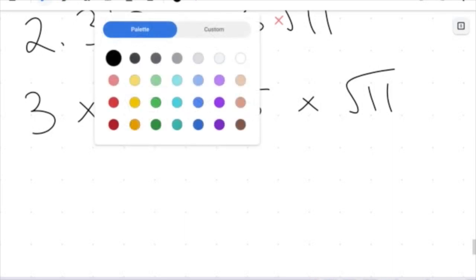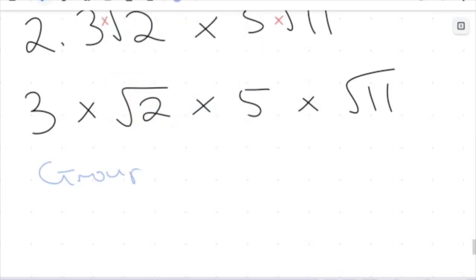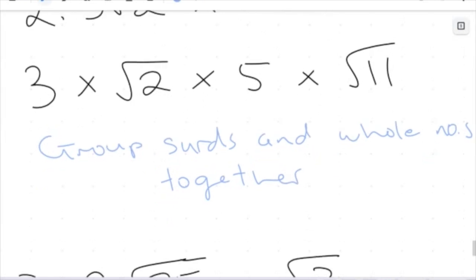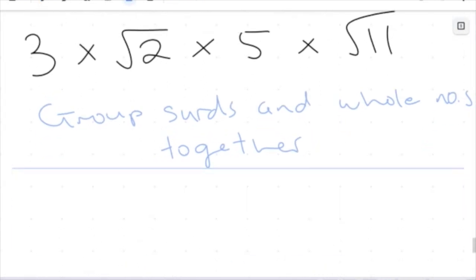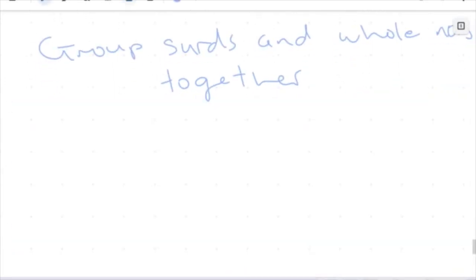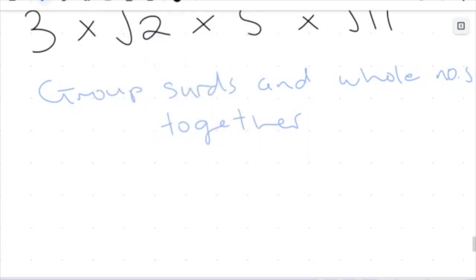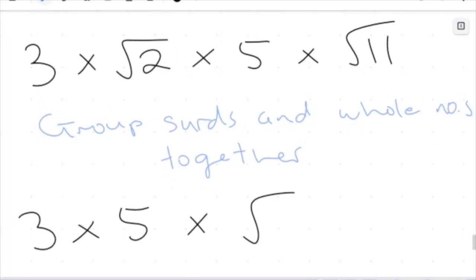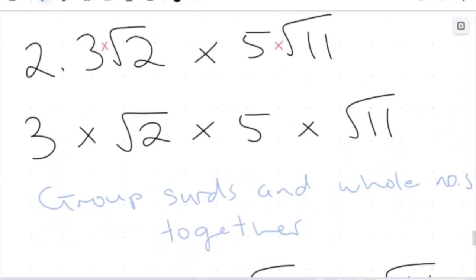So in this next step, I want to group the surds and whole numbers together. So instead of 3 times root 2 times 5 times root 11, I'm going to group my whole numbers together first, giving me 3 times 5, and I'm going to group root 2 and root 11. It's just a strategy for us to avoid any confusion when we do the multiplication, and it also makes the question a lot more approachable than this expression at the top.